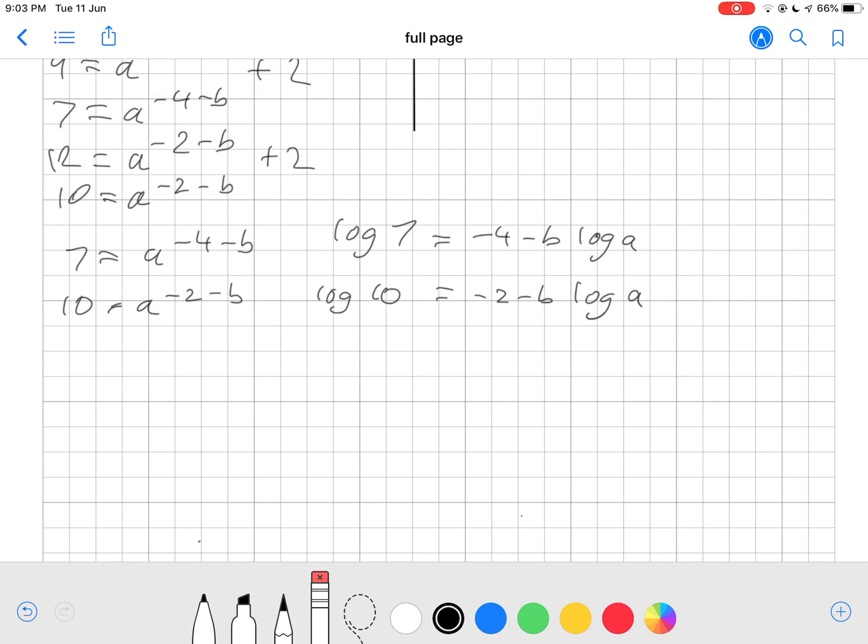So basically if we say log 10 minus log 7 equals, so that's negative 2 minus b log a minus negative 4 minus b log a. Is that right? Yep. Happy?